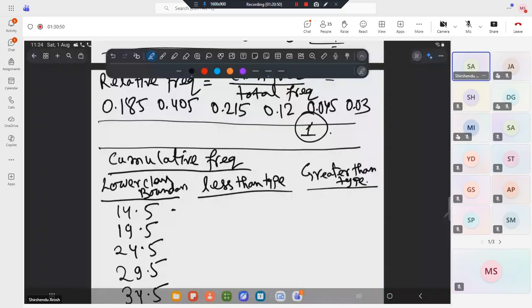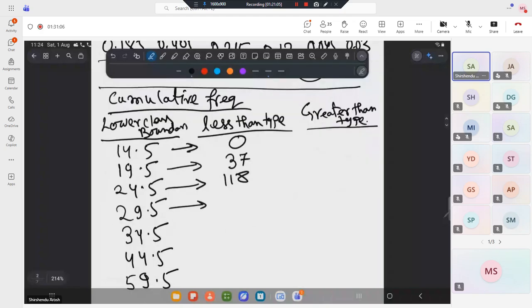Below 14.5, there is no frequency. Below 19.5, you got the first set of frequency, basically the first class. Below 24.5, first class plus second class frequency, that is 118. Below 29.5, the first three additions, 161. First four additions, 185, 194, and the final hypothetical frequency is going to give me the total frequency.